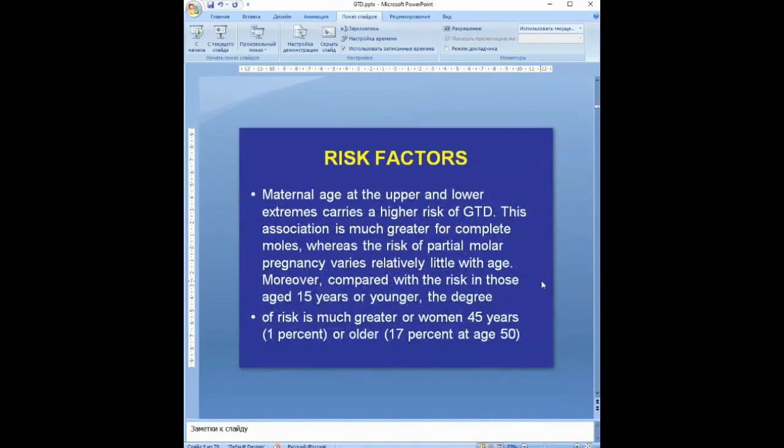Maternal age at the upper and lower extremes carries a higher risk of GTD. This association is much greater for complete moles, whereas the risk of partial molar pregnancy varies relatively little with age. Moreover, compared with the risk in those aged 15 years or younger, the degree of risk is much greater for women 45 years or older, 1%, and 70% at age 50.